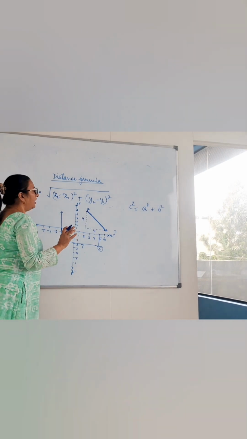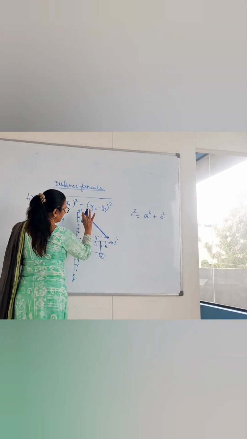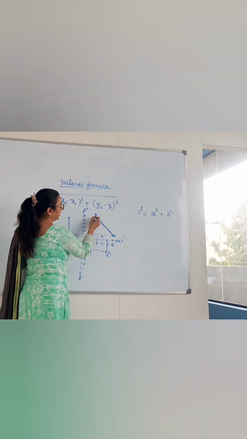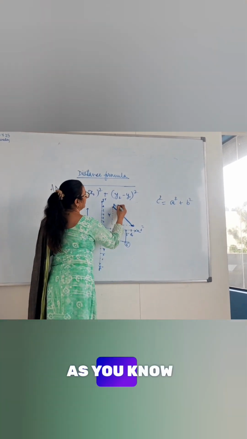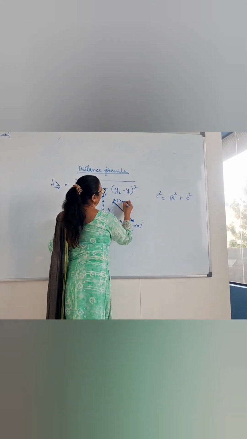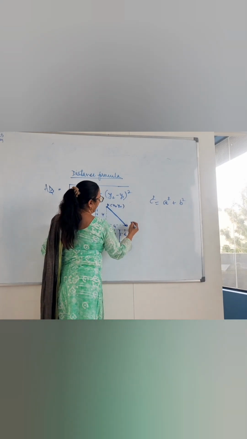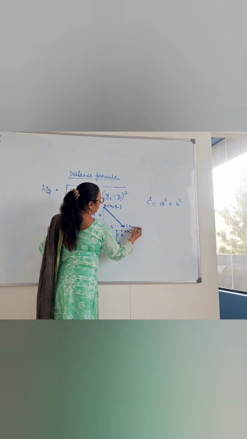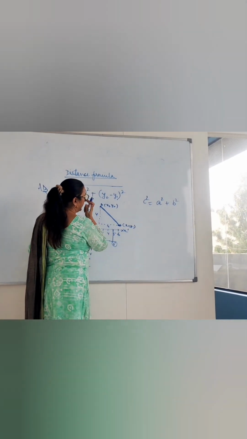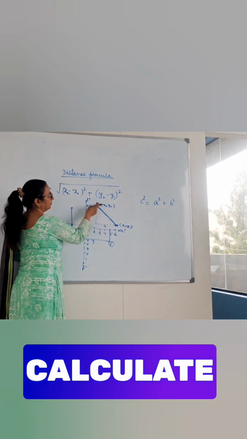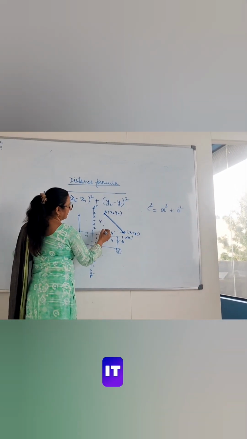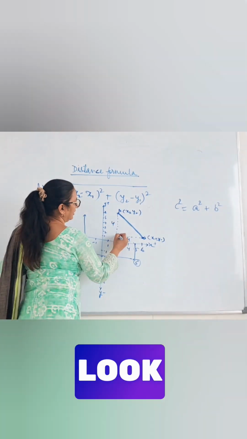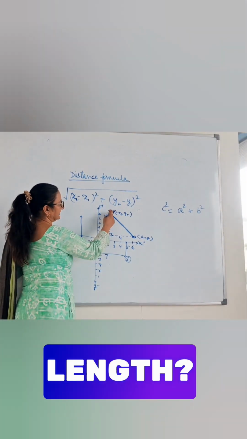How will you find it? Now, just imagine you are asked to calculate this height. Assume that this is x2, y2, and this is x1, y1, right? And you are asked to calculate the distance between them. But just make it a right angle triangle. Now look at it. How do you calculate this length?